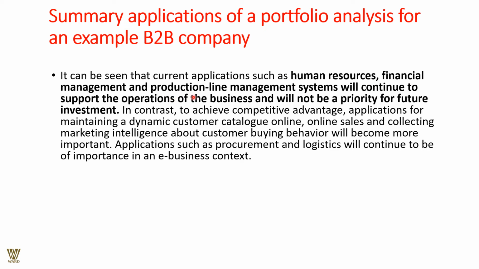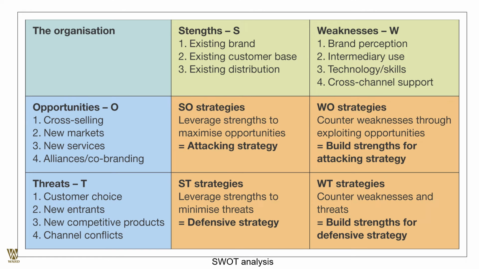So, a summary of applications of portfolio analysis, let's say for a B2B company: current applications such as human resources, financial management, and production line management will continue to support the operations and the businesses, but will not be a priority for the future, because HR, finance, and production line management will be automated over a period of time, with a check and balance system altogether. So what is required? We require a dynamic customer catalog, online sales, and collecting marketing intelligence about customer buying behavior, which will become much more important, much more imperative, and cannot be neglected in any case.